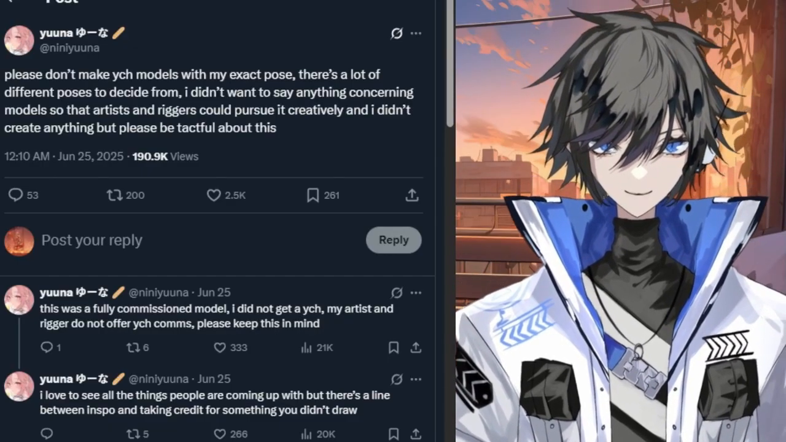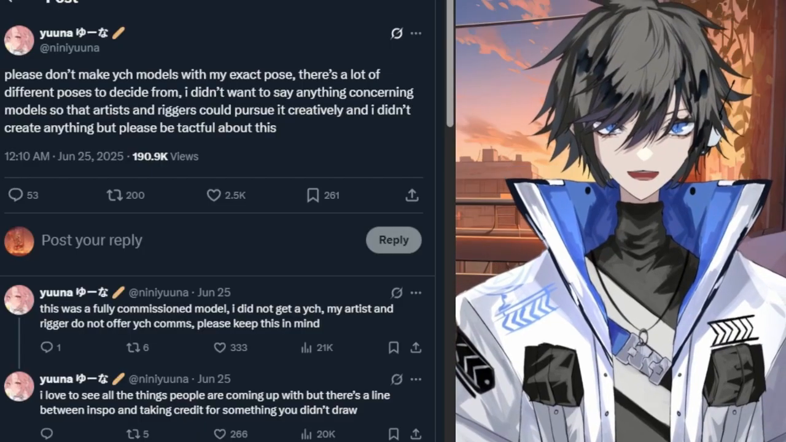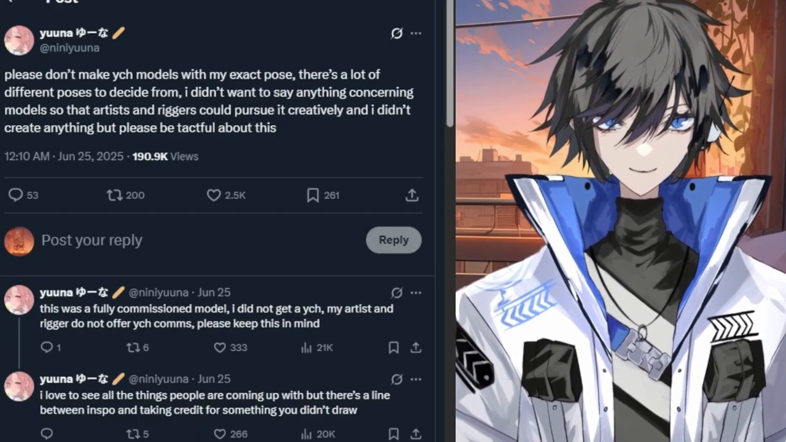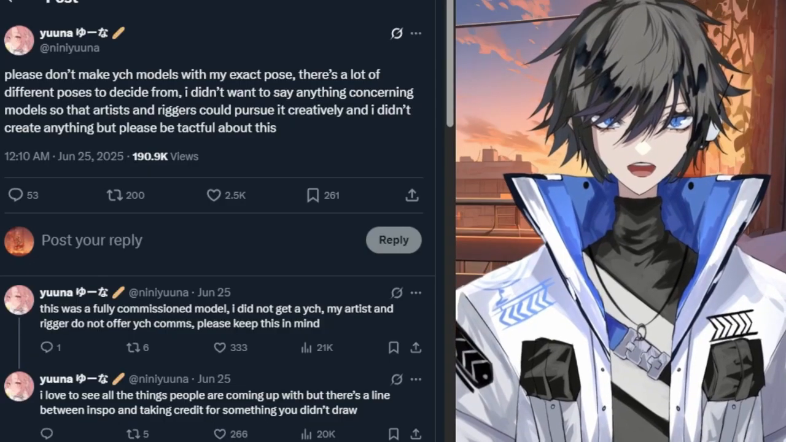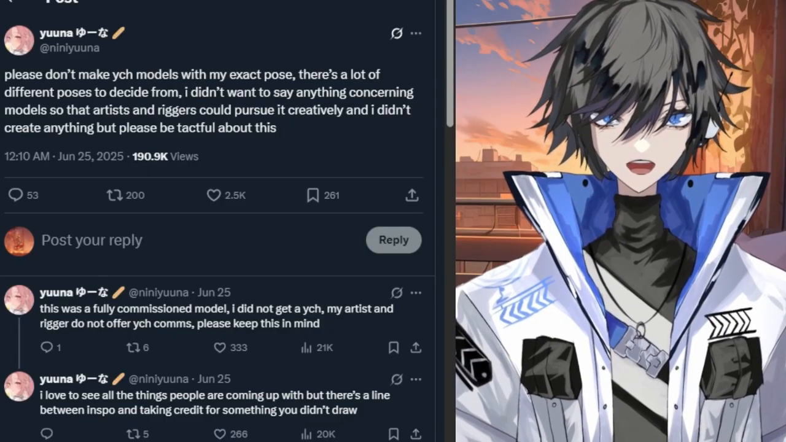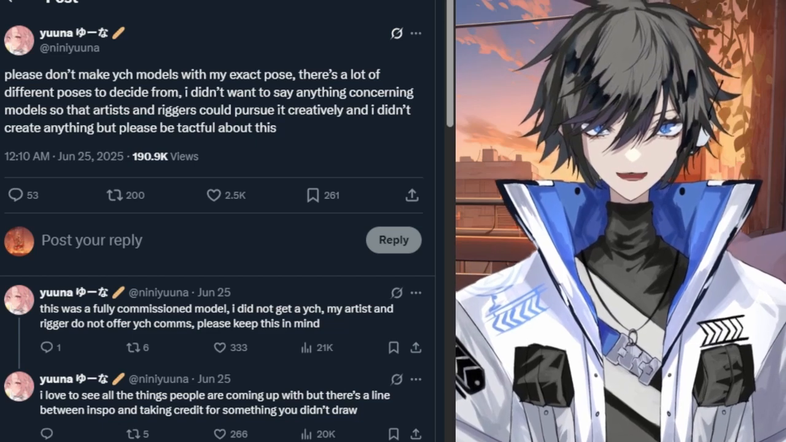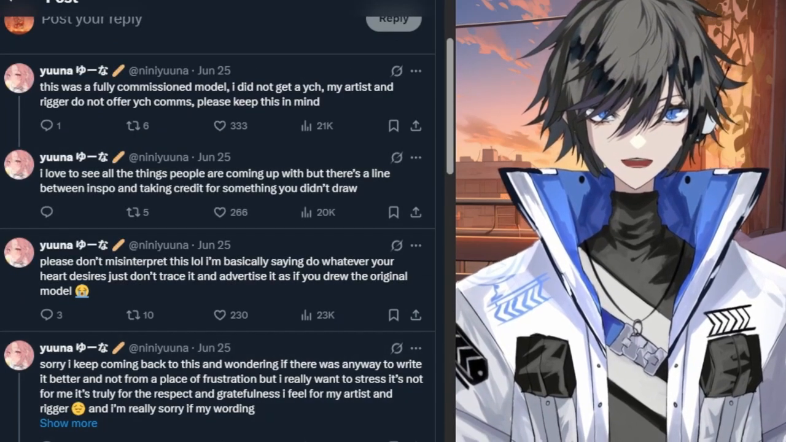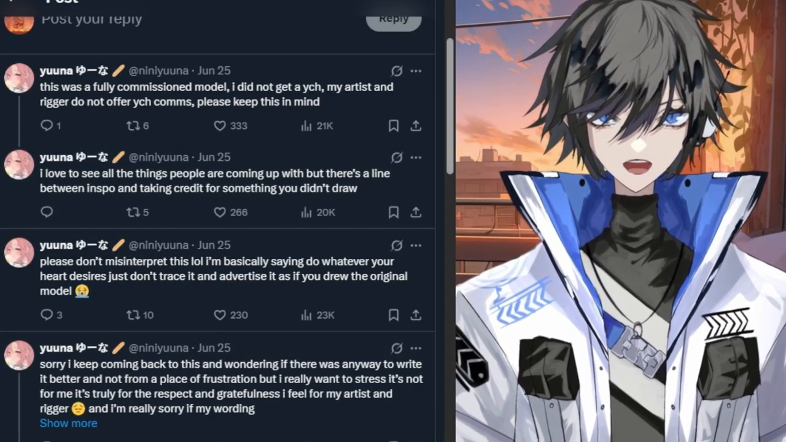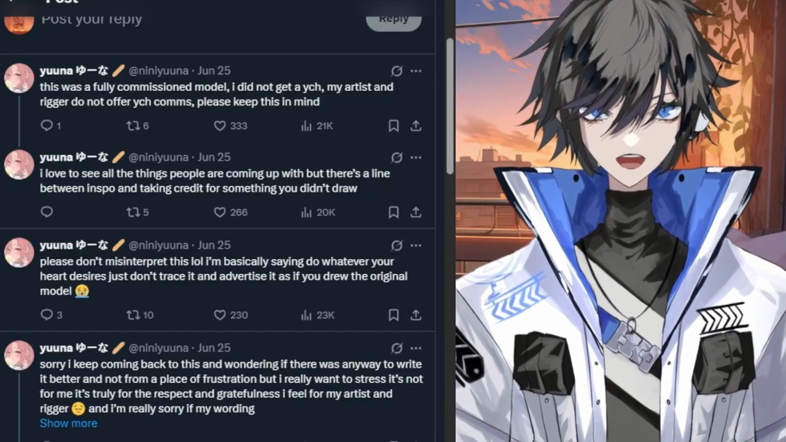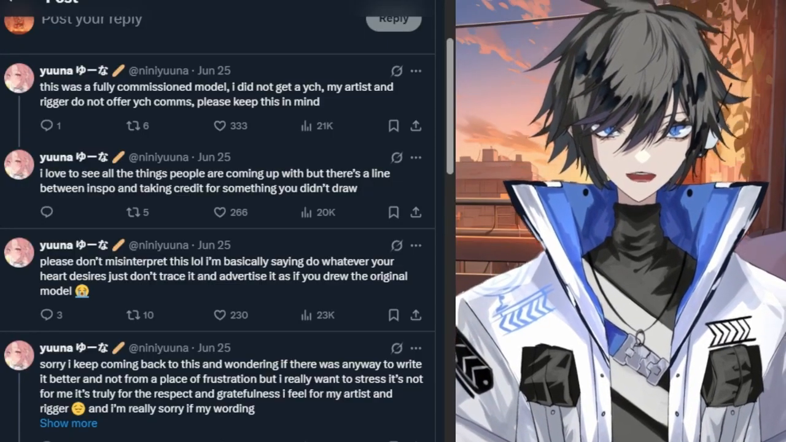So Yuuna is saying, please don't make YCH models with my exact pose. There's a lot of different poses to decide from. I didn't want to say anything concerning models so that artists and riggers could pursue it creatively, and I didn't create anything, but please be tactful about this. She continues, this was a fully commissioned model. I did not get a YCH, and my artist and rigger do not offer YCH comms. Please keep this in mind.